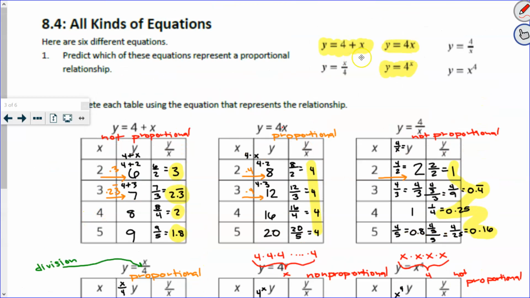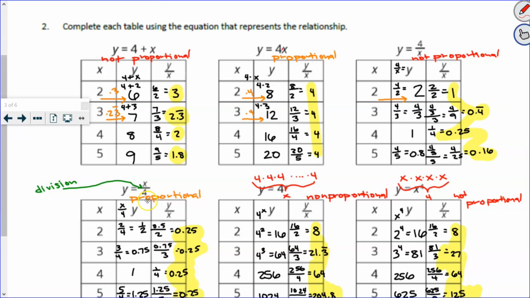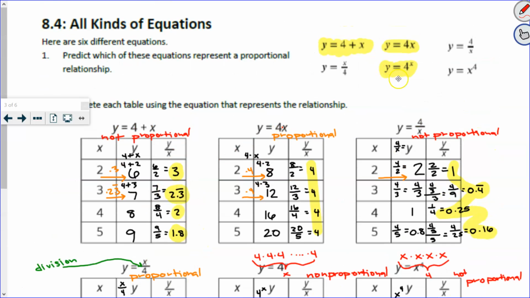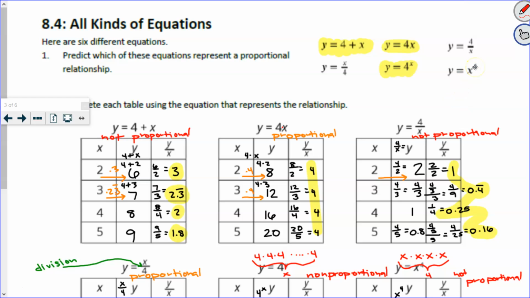So let's take a look at the ones that we predicted. We thought that adding 4 was going to give us a proportional relationship. It definitely did not. Multiplying by 4 we thought would, and it did, because that's what we've seen repeatedly, that multiplication gives us a proportional relationship. What about when I divide by x? That one was definitely not proportional. x divided by 4, that one is proportional. That was surprising for some of us. 4 to the x power, not proportional, and x to the 4th power, not proportional.